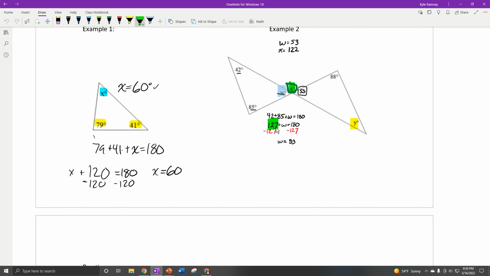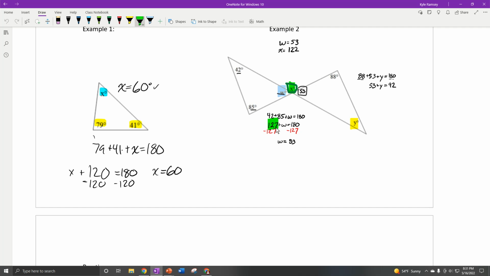Now we can go ahead and figure out y. 88 plus 53 plus y equals 180. Notice that we have an 88 right here and a 180, so let's just take care of that right now, okay? So if we just think about it logically for a second. Half of 180 is 90. 88 is 2 less. So we can say this, do shorthand, 53 plus y is equal to 92.